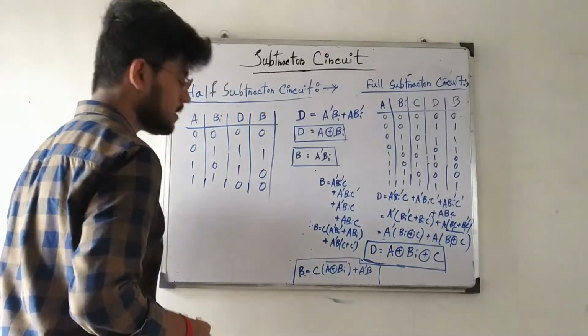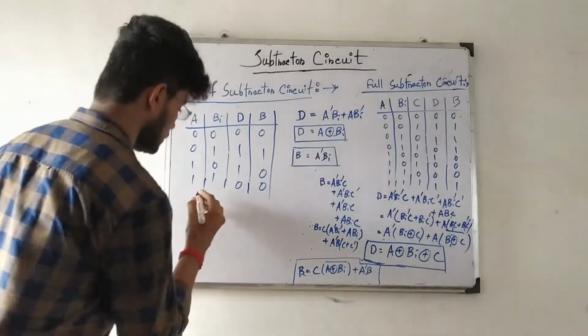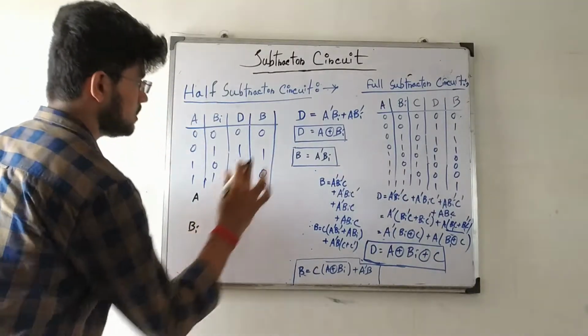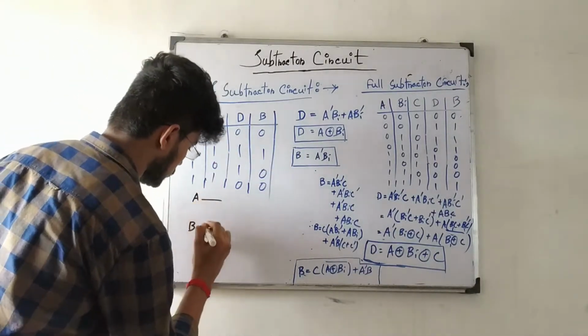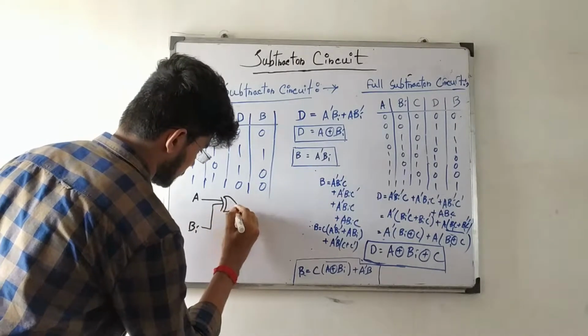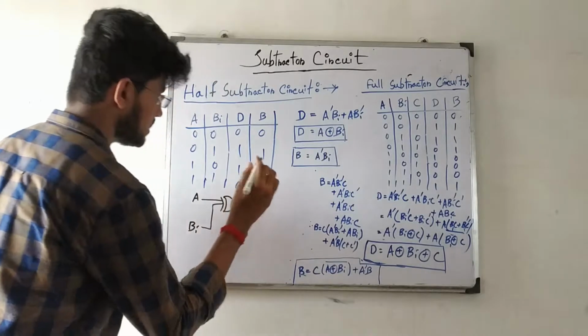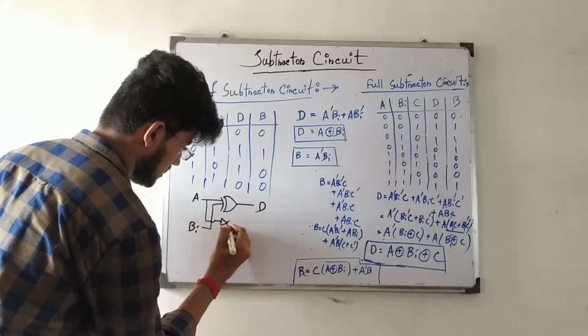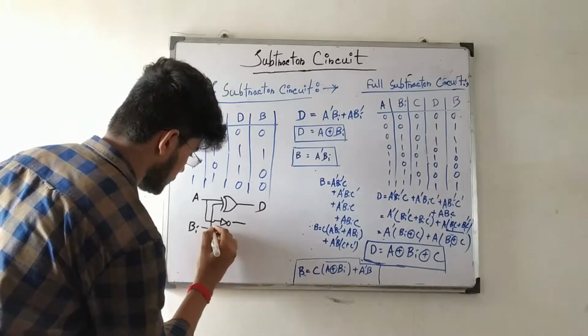Now how does the half subtractor circuit look? So this is A, and this is B. So D is equal to A XOR B. So this is A XOR B, and this is D, and borrow is equal to A bar B, this is A bar, and this is B.